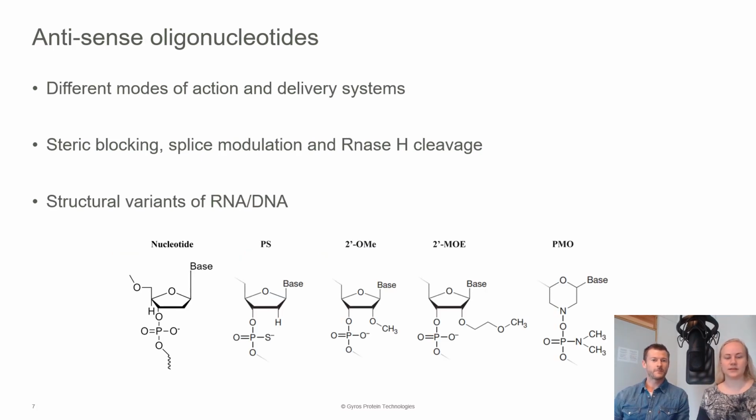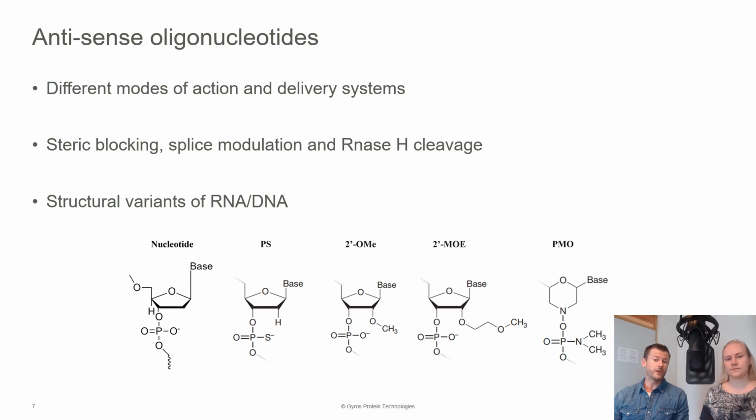Depending on the different structures and sequences of these oligonucleotides, we have different modes of action and delivery systems. Some examples are steric blocking. You can also do splice modulation, where you hide splice sites, or you can attract RNases to cleave certain mRNAs, for example.